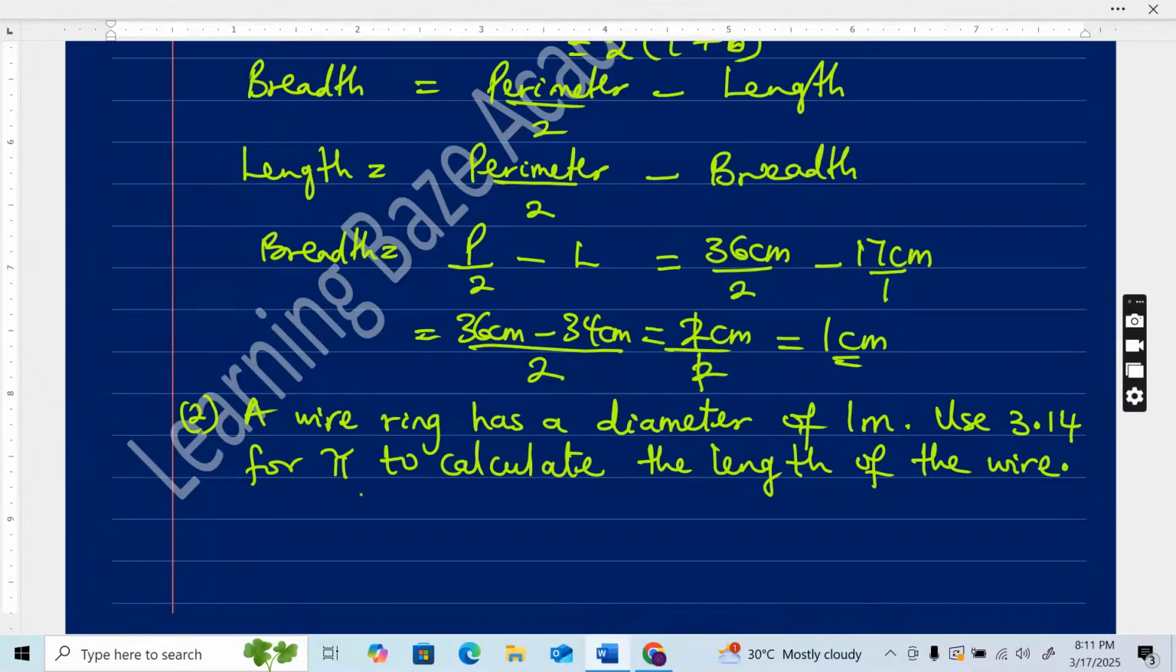Look at it. This is the beginning of the wire. And when I draw the wire to form a circle, it will also end at that dot. All right. Now we've been told that the wire ring has a diameter. This is a diameter. It is the line that divides a circle into 2 equal halves. 1 meter is the diameter. Now we've been asked to calculate the length of the wire. If I straighten this wire, I'm going to get something like this.